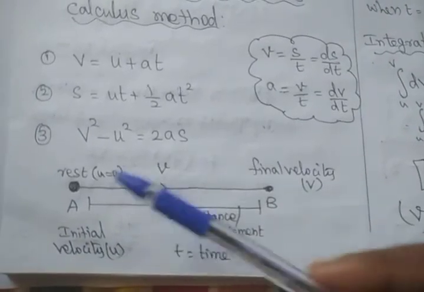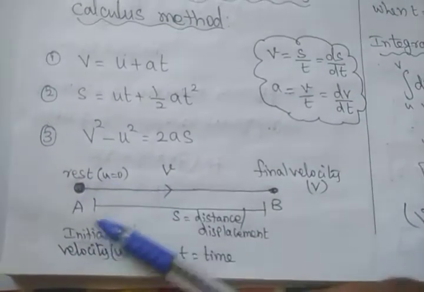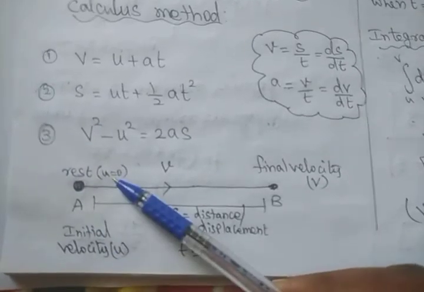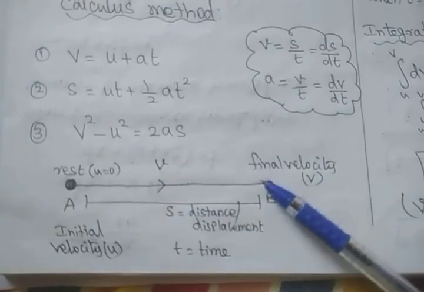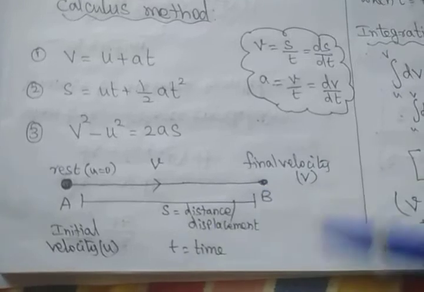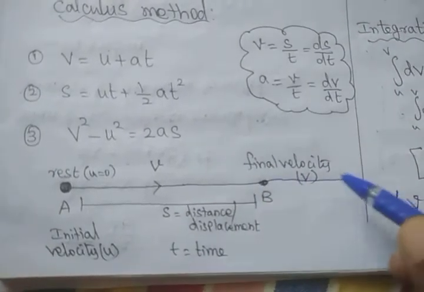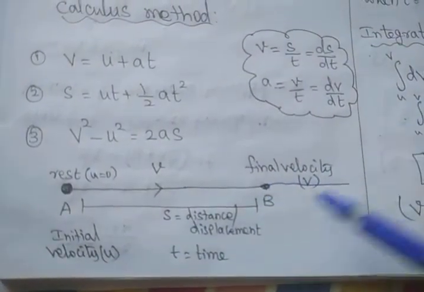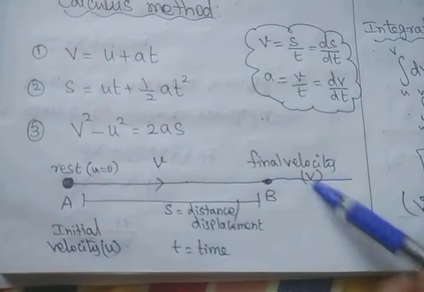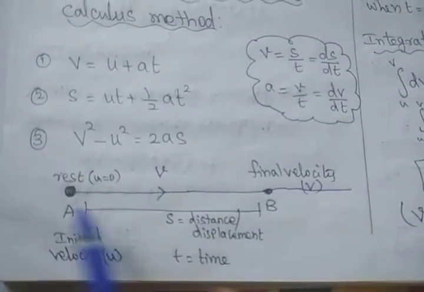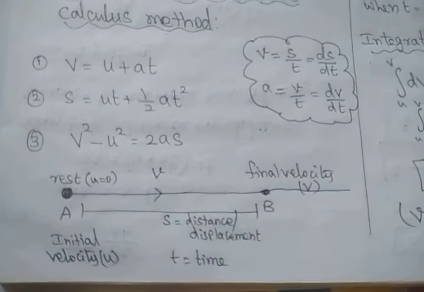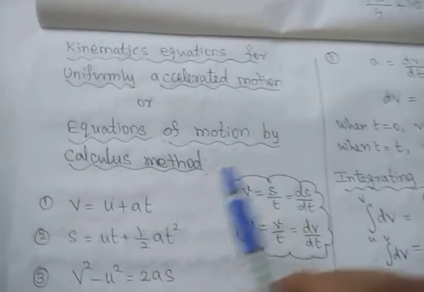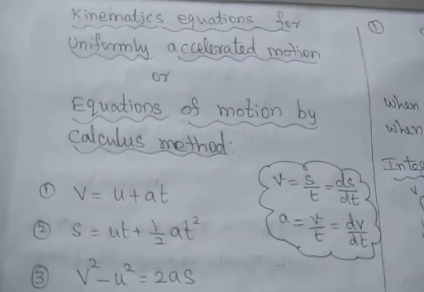Again, the body is at rest, which means the initial velocity u is 0. It moves with a certain velocity and reaches the point B. It does not stop at B, it goes on moving. So at the point B, what is the velocity? It is the final velocity V. We are going to find the equations of motion from A to B alone, using the calculus method.